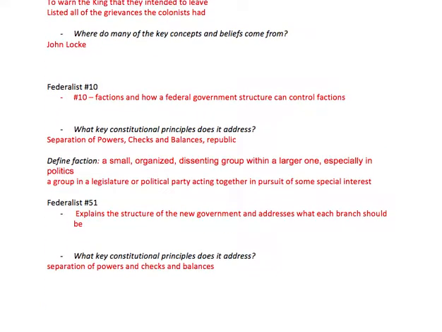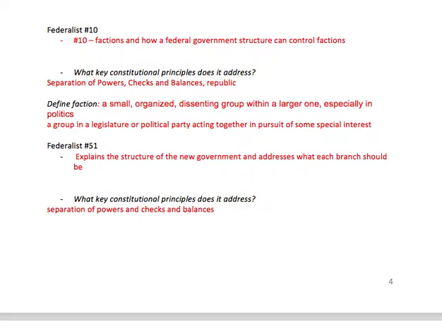Federalist 10 really focuses on the idea of factions. So what is a faction? Small, organized, dissenting group within a larger one, especially in politics. Again, you looked at Federalists, Anti-Federalists. Today you look at different interest groups and political parties. Some of the principles that it talked about really talks about the republic and factions, but also does address a little bit of separation of powers and checks and balances.